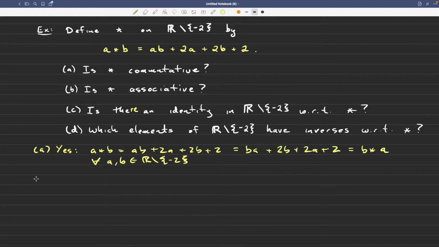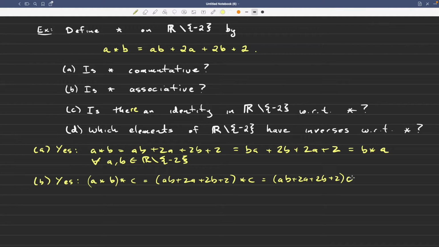Okay, part B. Do we have associativity? The answer there is yes as well. If you do A star B star C, well, that's AB plus 2A plus 2B plus 2 starred with C. Now this gets a little messy, but then this will be AB plus 2A plus 2B plus 2 times C plus 2 times AB plus 2A plus 2B plus 2, and then you get plus 2 times C and then plus 2.